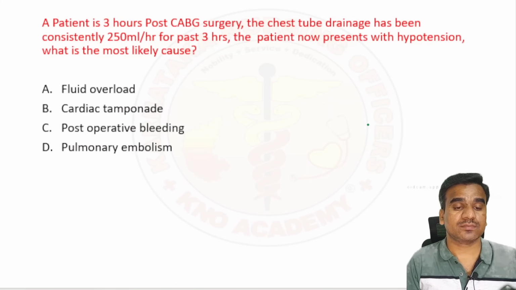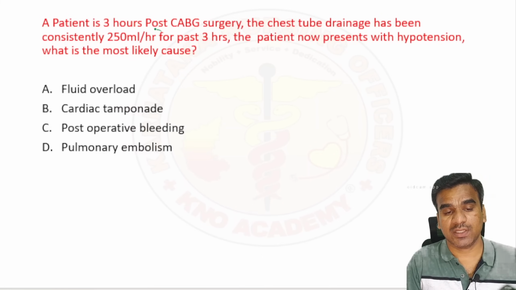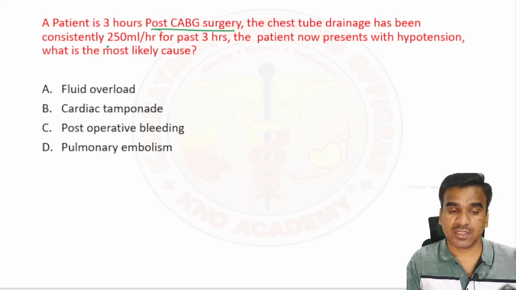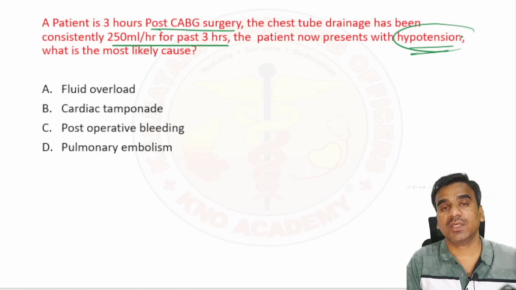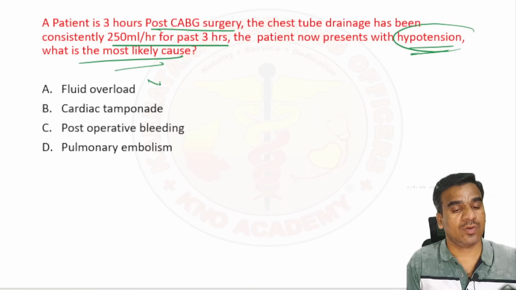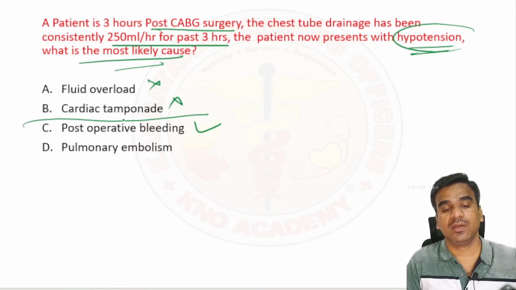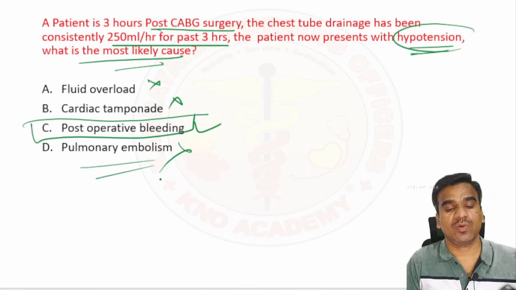Okay, and then a patient is 3 hours post CABG surgery. Chest tube drainage has been consistently 250 ml per hour for the past 3 hours. And the patient now presents with hypotension. This is a key indicator. Okay, what is the most likely cause? Fluid overload? No. Cardiac tamponade? No. Post-operative bleeding? Yes, this is the post-operative bleeding. Okay. Pulmonary embolism? No.